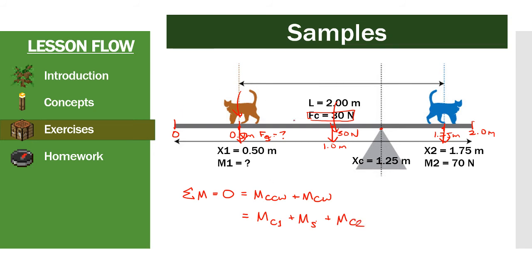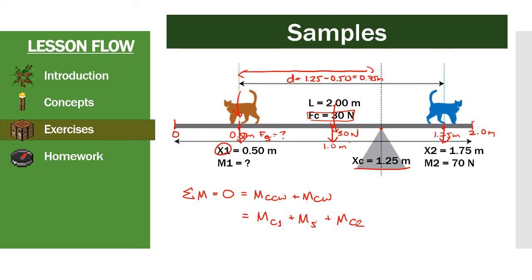One thing is, you're given positions here. If you want to get the distance from the center of support, the important thing is you have to subtract. You know that the pivot point is at the 1.25 meter mark, and this cat is at the 0.50 meter mark. Therefore, this distance is 1.25 minus 0.50, which is 0.75 meters. So this cat is 0.75 meters away from the center, not 0.50.